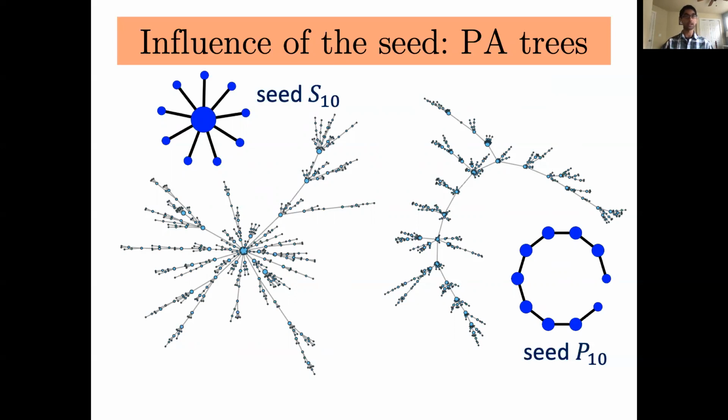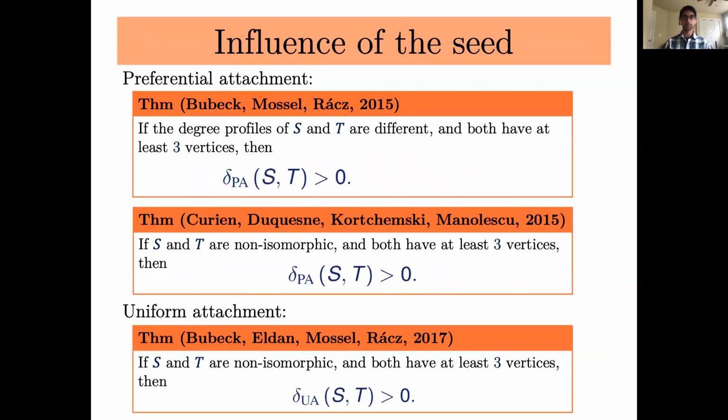Now, this phenomenon is not unique to preferential attachment. Several authors have studied this phenomenon both in preferential attachment as well as uniform attachment. And it's conjectured that this phenomenon holds more broadly in many more classes of randomly growing graphs.